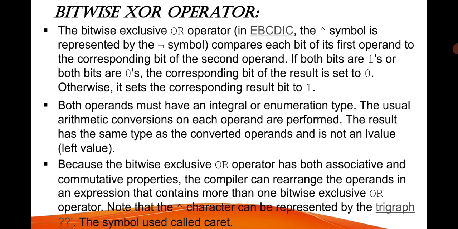Both operands must have an integral or enumeration type. The usual arithmetic conversions on each operand are performed. The result has the same type as the converted operands and is not an lvalue. Because the bitwise exclusive OR operator has both associative and commutative properties, the compiler can rearrange the operands in an expression that contains more than one bitwise exclusive OR operator. Note that the character can be represented by a trigraph. The symbol used is called caret.